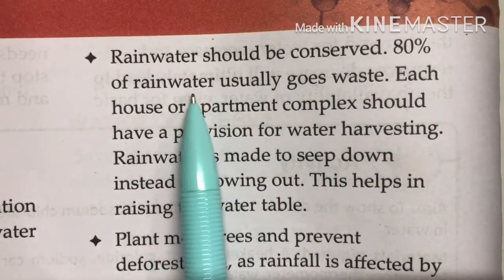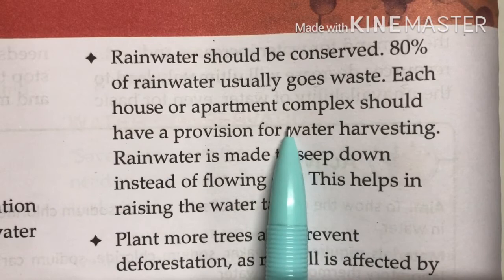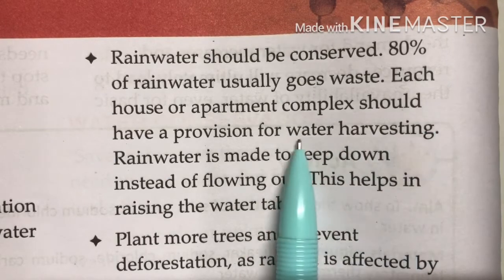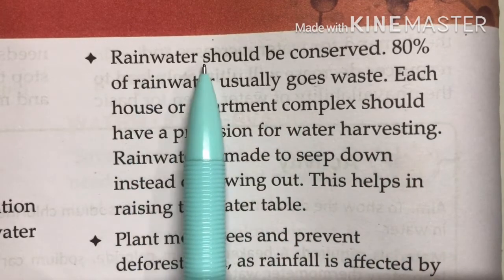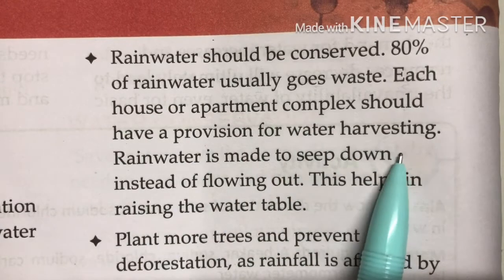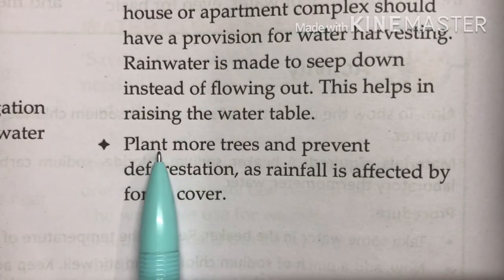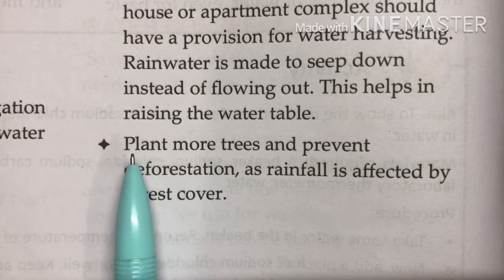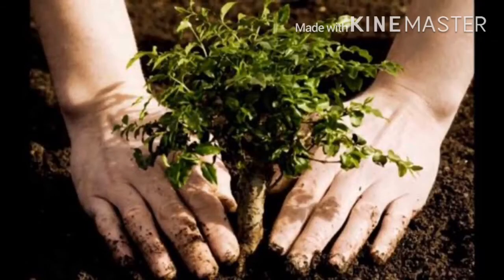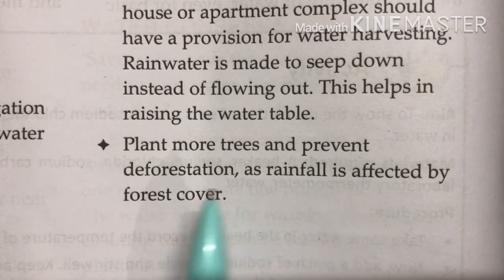80% of the rainwater usually goes waste. Each house or apartment complex should have a provision for water harvesting. There should be a water harvesting system in each and every house, so that the rainwater is conserved and used for household purposes. So next one is, plant more trees and prevent deforestation. It is our duty to plant more and more trees and prevent deforestation, as rainfall is affected by the forest cover.